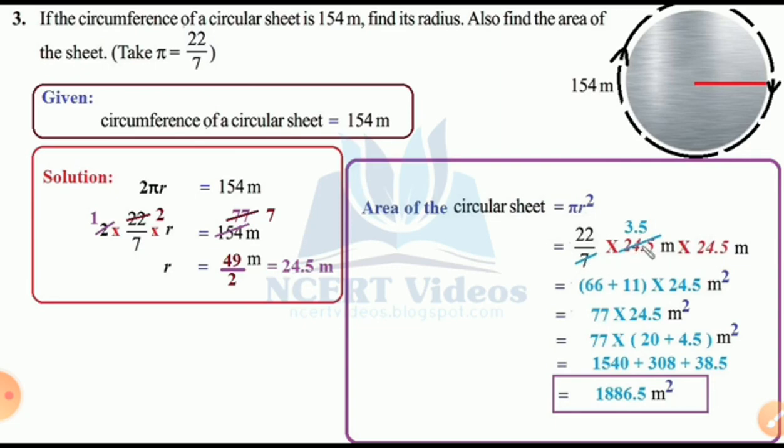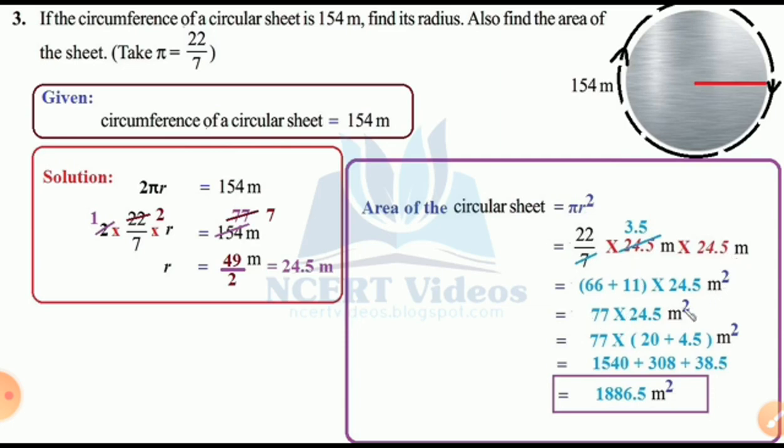So the solution is here. 2 pi r is equal to 154. 2 into 22 upon 7 multiplied by r. We have to find the r value. So keep r on the left side and transpose the value to the right side. 49 by 2, that means 24.5.